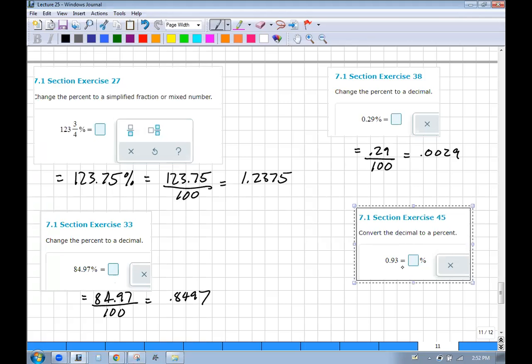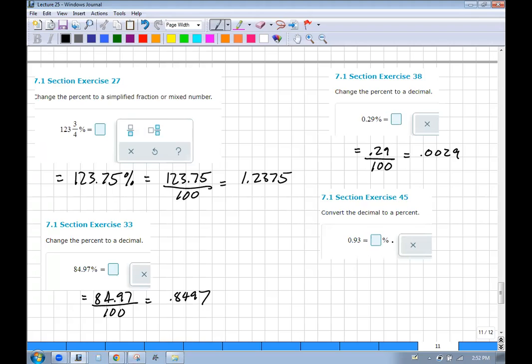That one over here. All right, we're changing from a decimal to a percent. So this is different, right? 0.93. We need to write it as something over 100. This would be 93 over 100, which gives me 93%, right? You move the decimal to the right twice. Or if you're uncertain, I need 100 on the bottom, right?